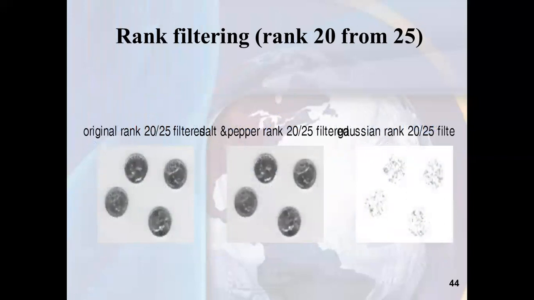So this is rank 20. This is when we apply the rank 20 on the original image. When we apply this with the salt and pepper, it's good, but we have some degradation inside the image. But with the Gaussian, it's bad.